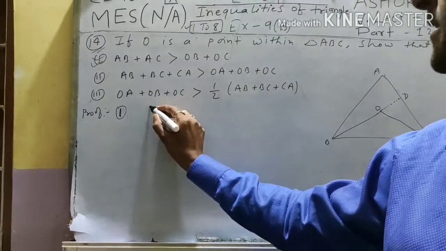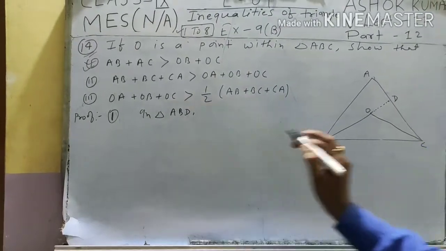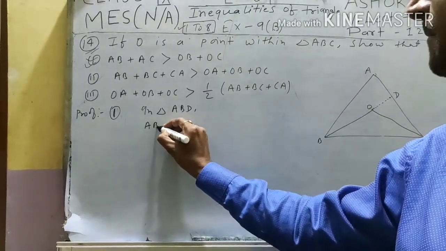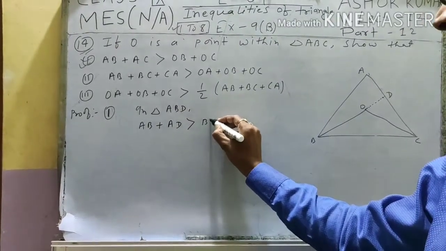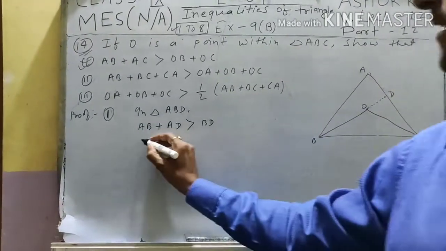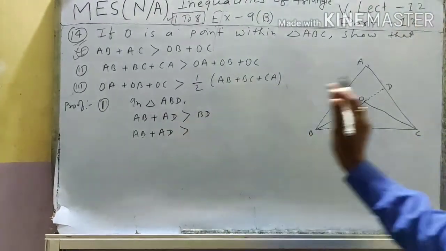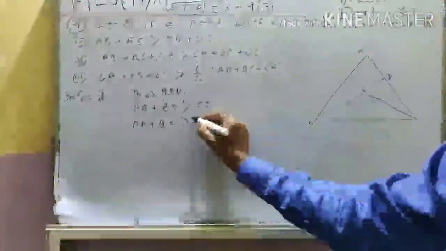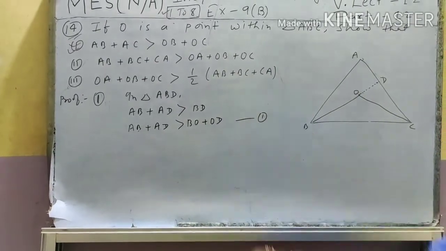Take triangle ABD. In triangle ABD, we can write AB plus AD is greater than BD. Here student, BD can be written as BO plus OD. This is equation first.